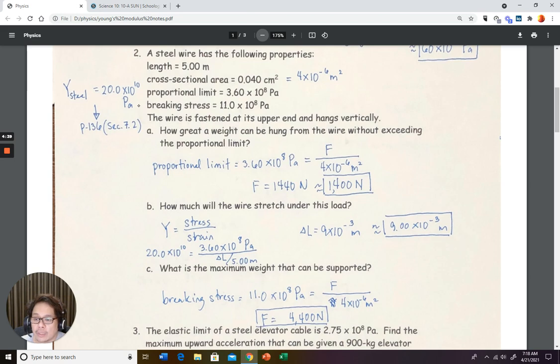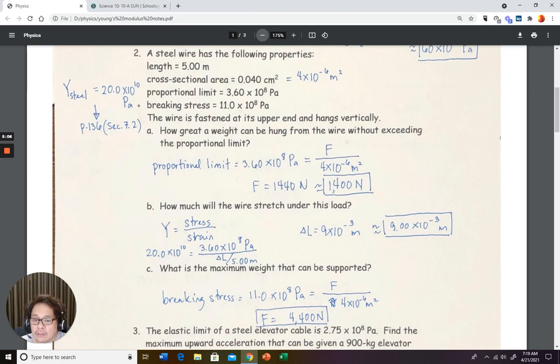Letter C, what is the maximum weight that can be supported? That would be based on the breaking stress. The breaking stress is F over A. So we would like to know the value of F. The breaking stress is 11.0 times 10 raised to the 8 Pascal. We multiply this with the area. That is 4 times 10 raised to negative 6 meters squared.